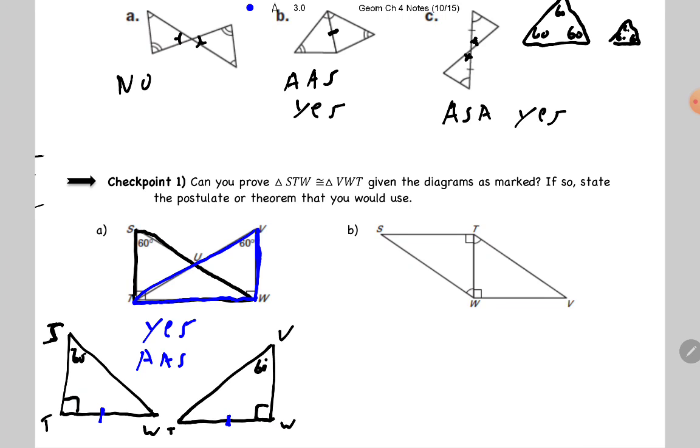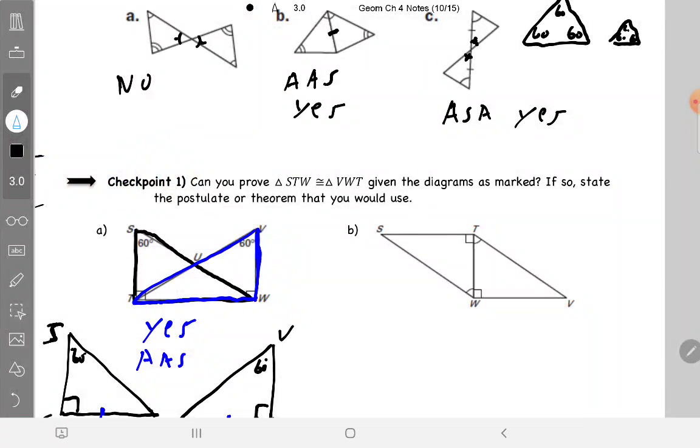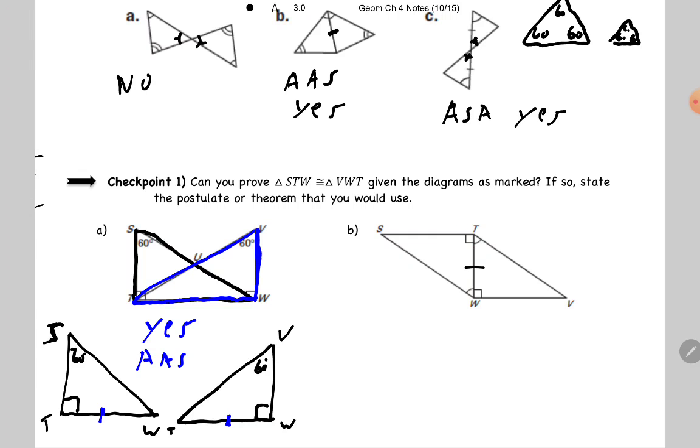Okay, part B, let's see what we got. Okay, left triangle, right triangle. So they both share this side, and it looks like we have angle, side, angle. We have two angles that are congruent to each other and the side in between.